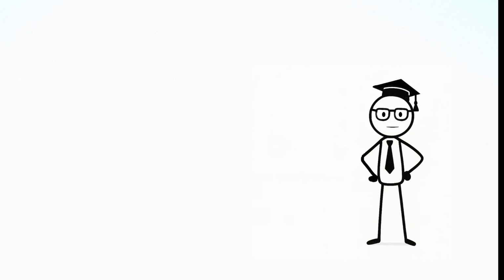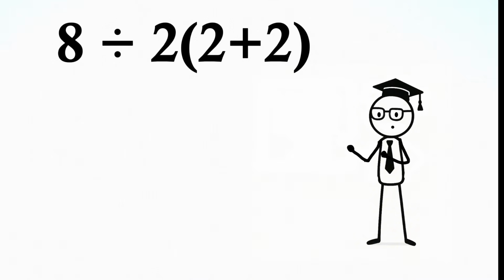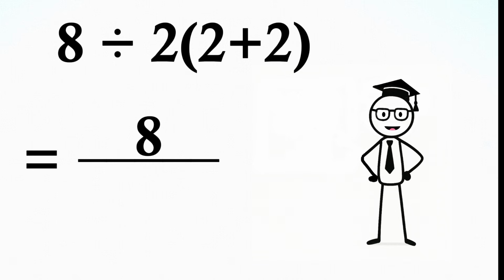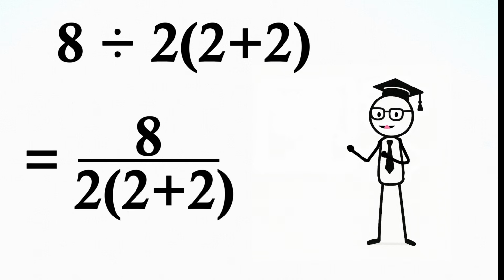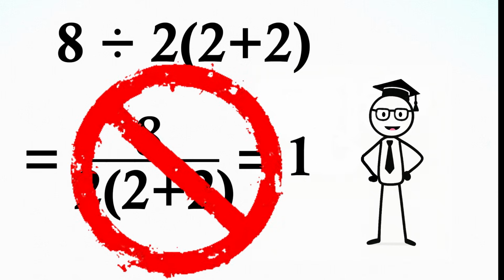So what went wrong? Well, most people made the same classic mistake. They saw 8 divided by 2 times 2 plus 2 and thought, oh, 8 divided by all of this stuff. Like the whole thing was in the denominator. That gives you 1. But here's the thing. That's not how math notation works.